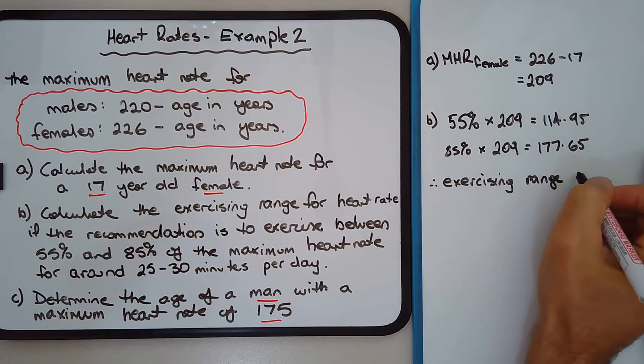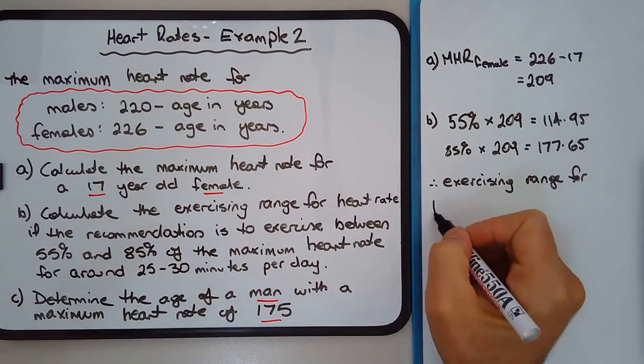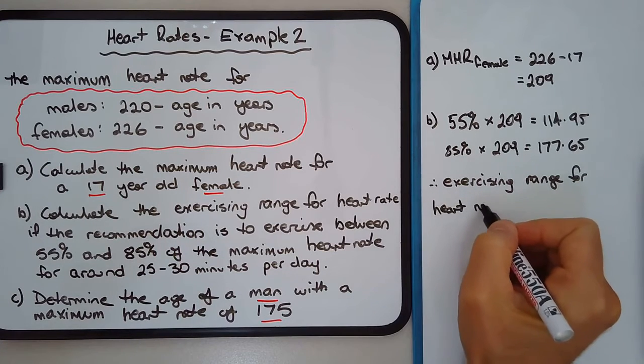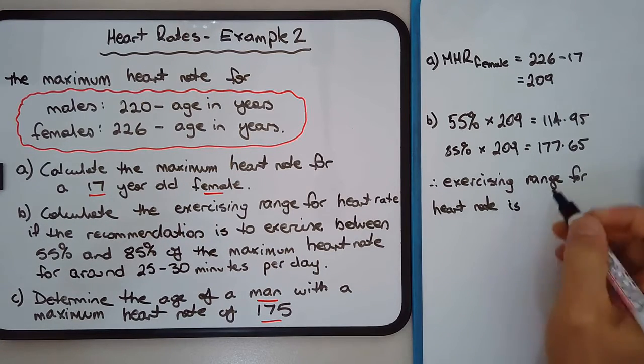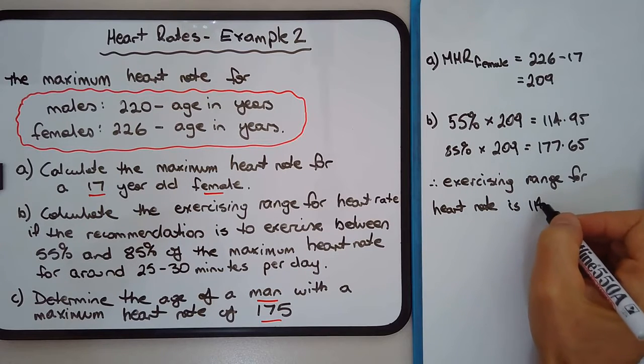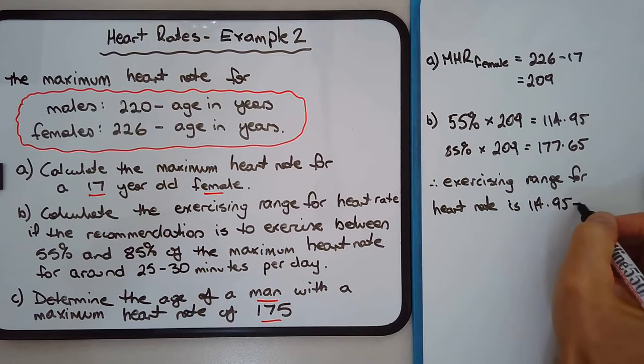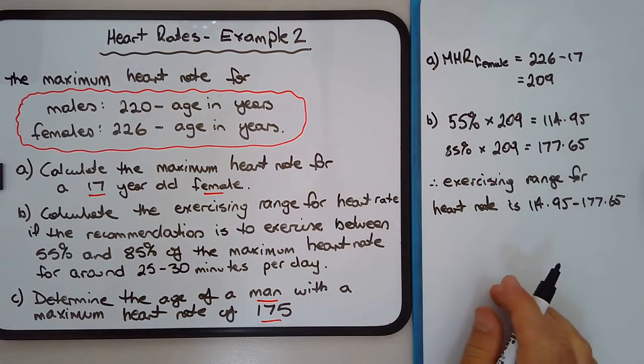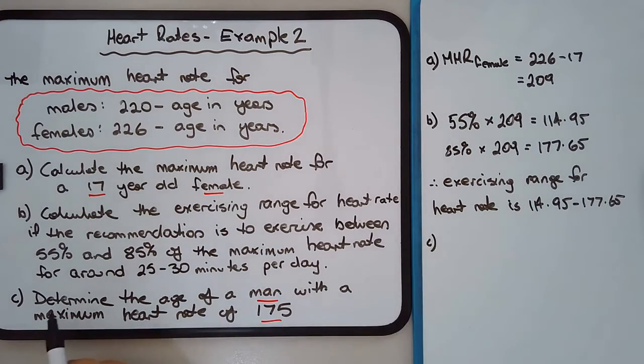So the exercising range for heart rate is 114.95 to 177.65. And lastly, for part C, we're going to determine the age of a man with a maximum heart rate of 175.